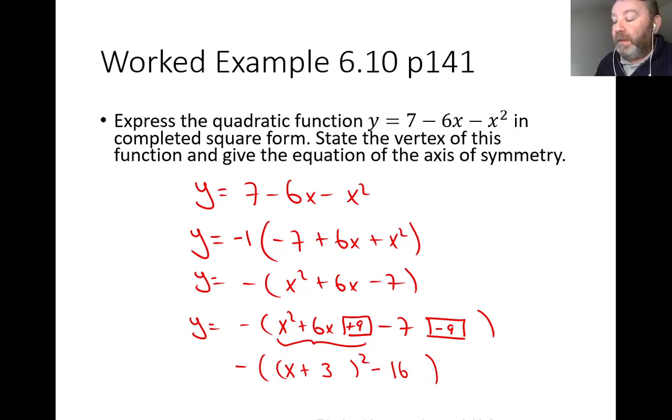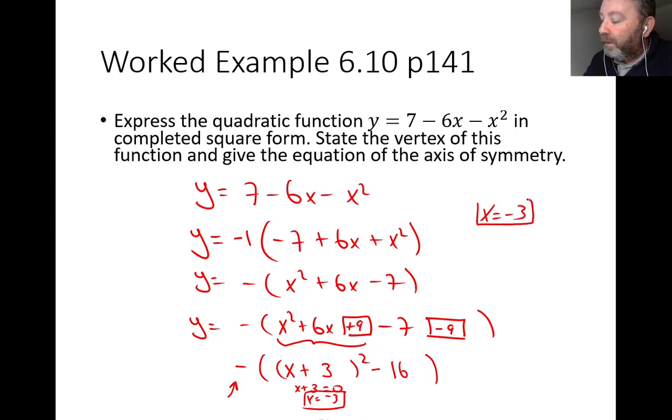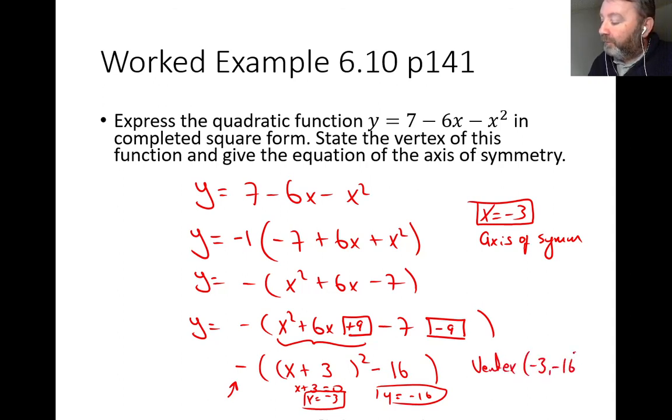But here's the key thing. First of all, the leading coefficient is negative. So this is going to be an N-shaped graph. Okay. When I take out the x plus 3, set it equal to 0 and solve it, I get x equals minus 3. See that? So therefore, x equals minus 3 is going to be the axis of symmetry. But not only that, x equals minus 3 and y equals minus 16. So when you put those two together, you get the vertex, which works out as minus 3, minus 16.